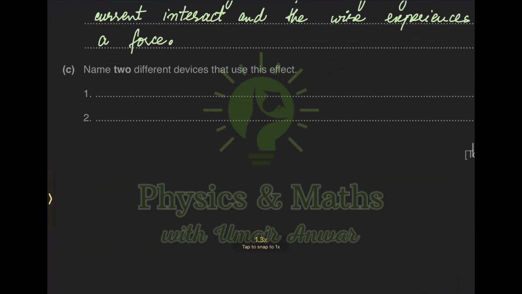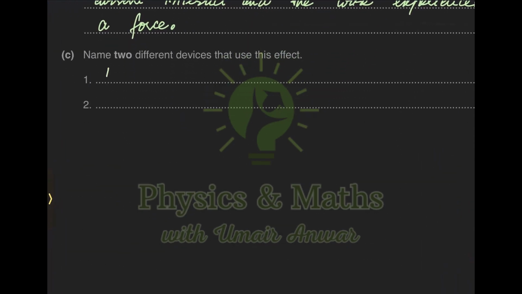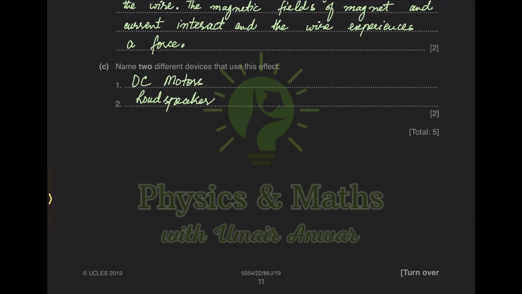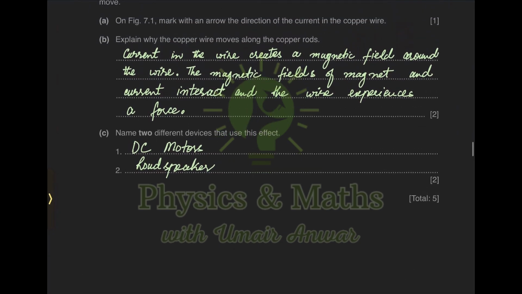Name the 2 different devices that use this effect. So this effect is obviously used in DC motors, and similarly we could also write the name of the device loudspeaker, which works on the same principle. There were 2 marks and we have to mention 2 different devices here. So the question ends here with this part.